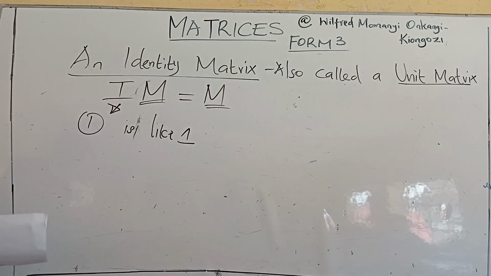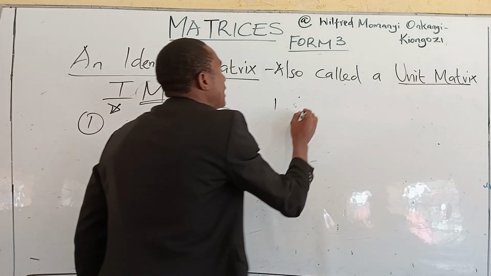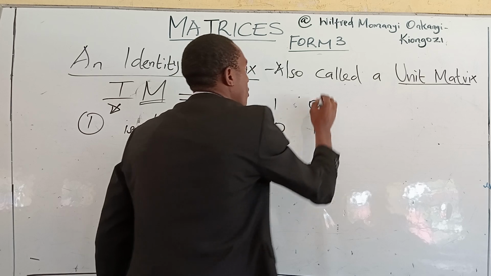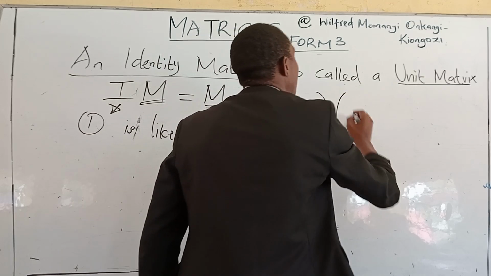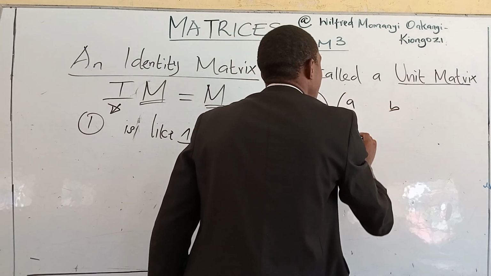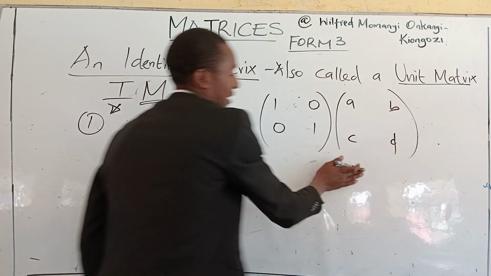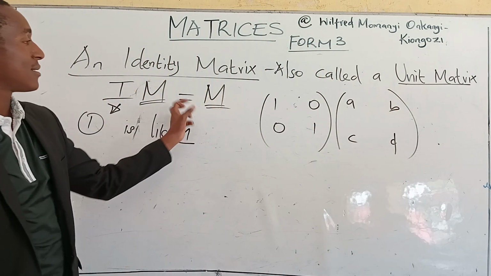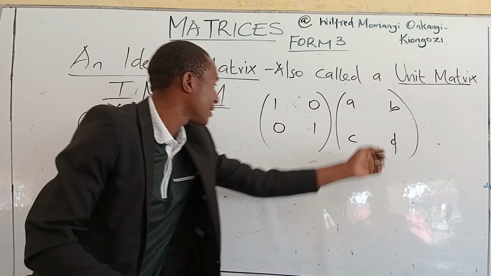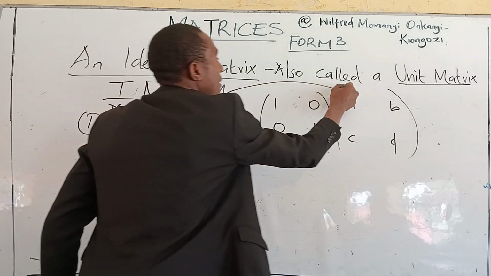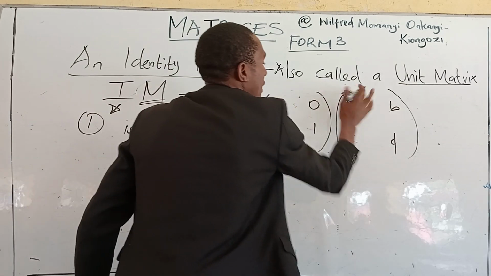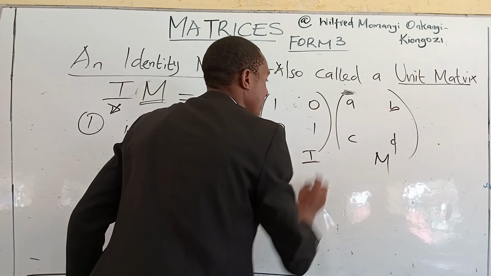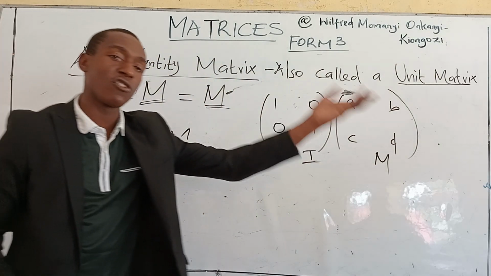For example, we can write our identity matrix 1 0 0 1 like this, then multiply it by A, B, C, D. We want to confirm that when we multiply these matrices, the identity times this matrix, this one is our matrix M. You can write it here, and then this is I, the identity. Let us follow the procedure of multiplication.